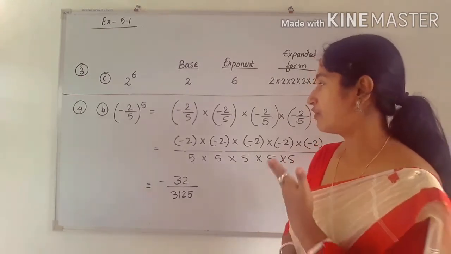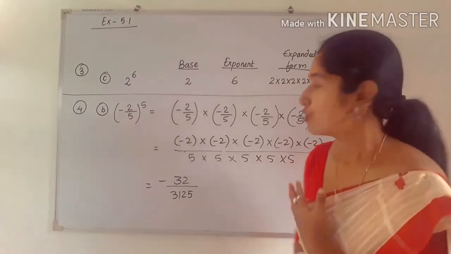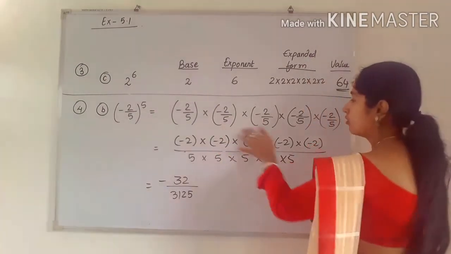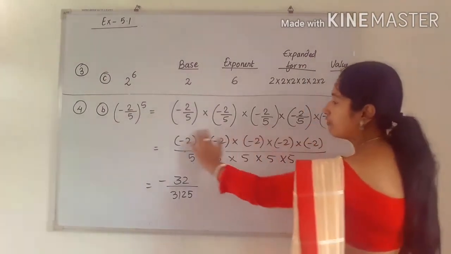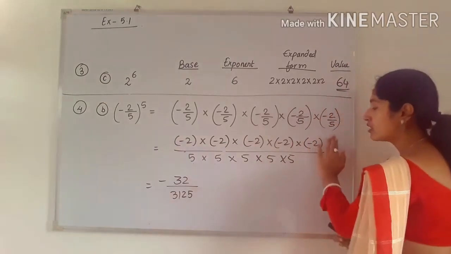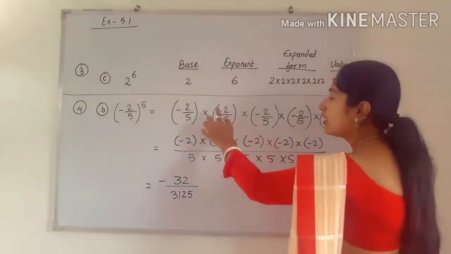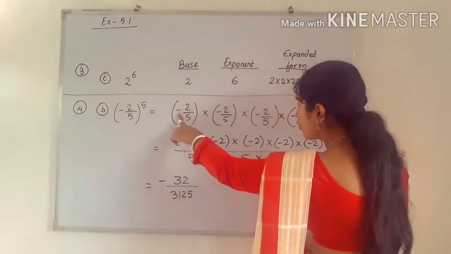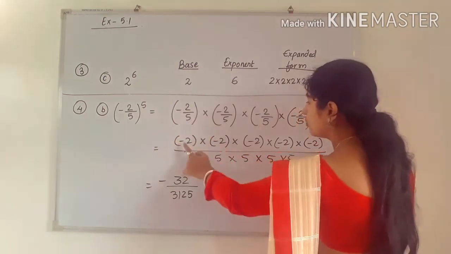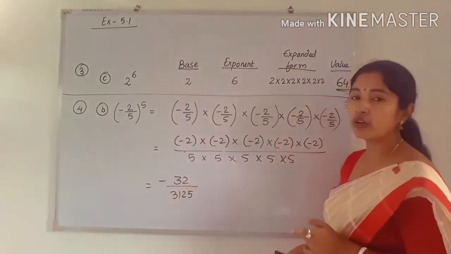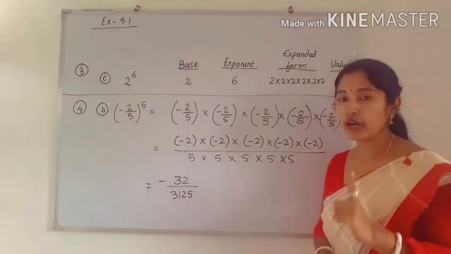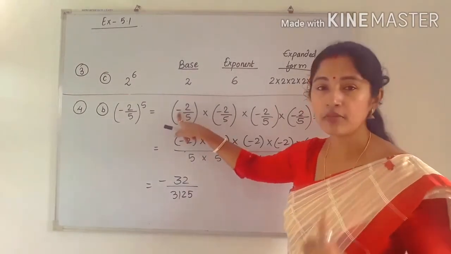Minus 2 by 5 we have to multiply 5 times. So I am expanding it. Okay, this is the expanded form of minus 2 by 5. Now see what we have to do. Only one minus sign is there. So minus sign we have to write in numerator. We can also write in denominator, but only one sign is there. Only one symbol is there.